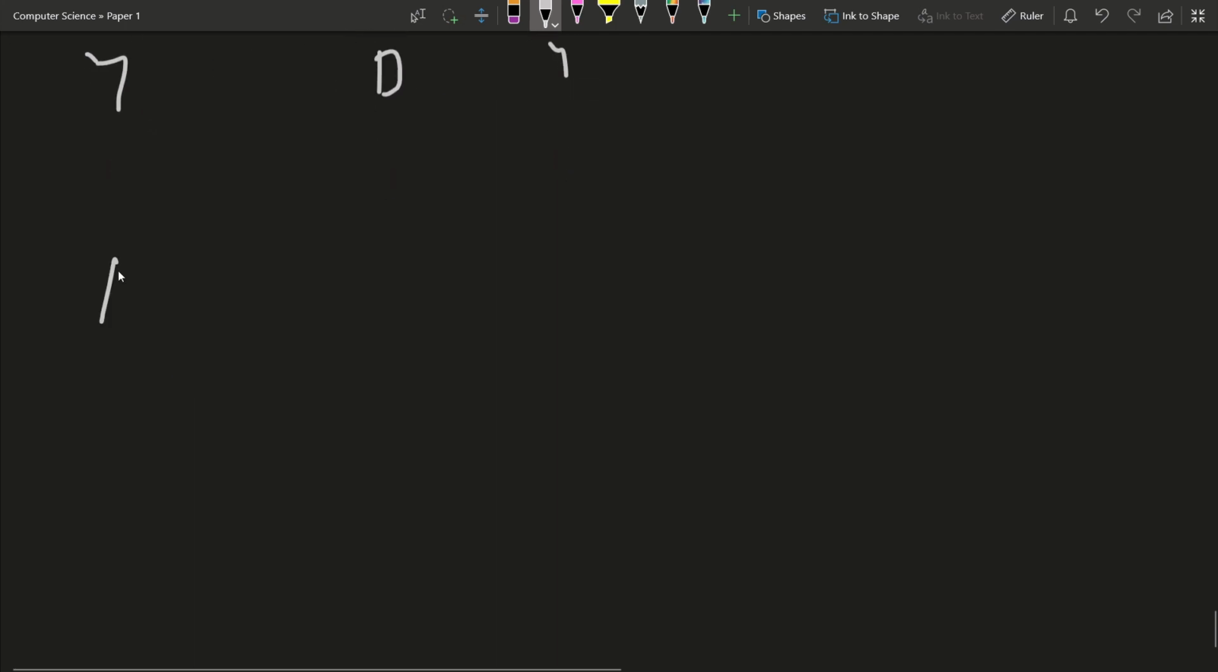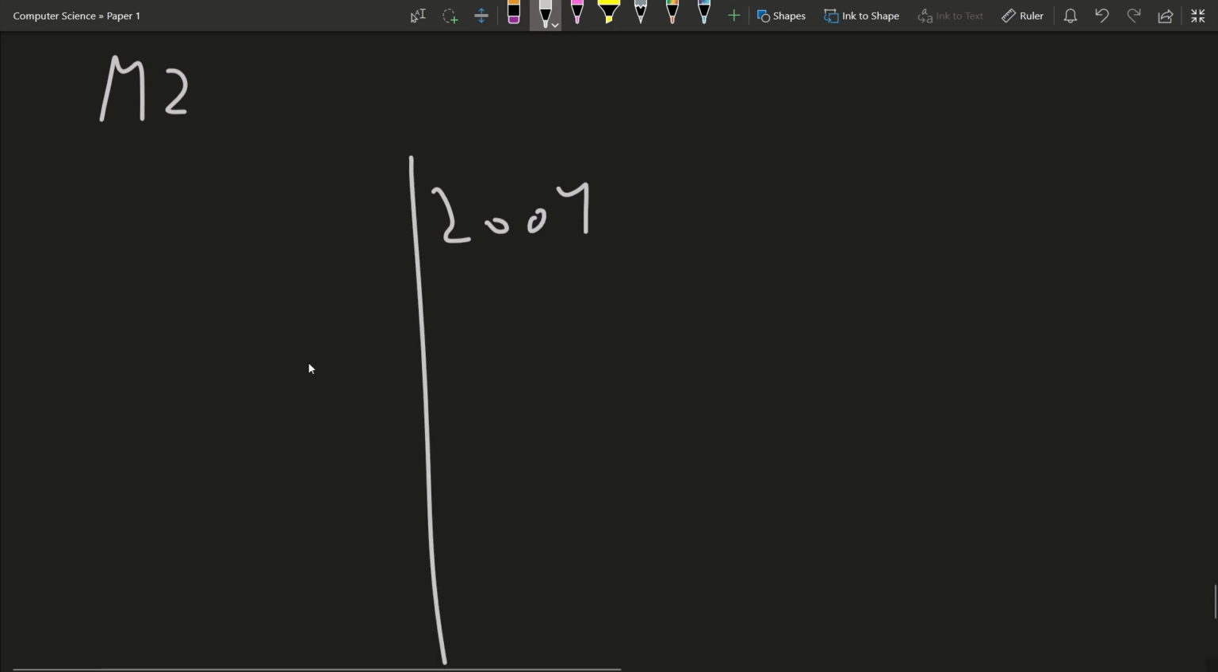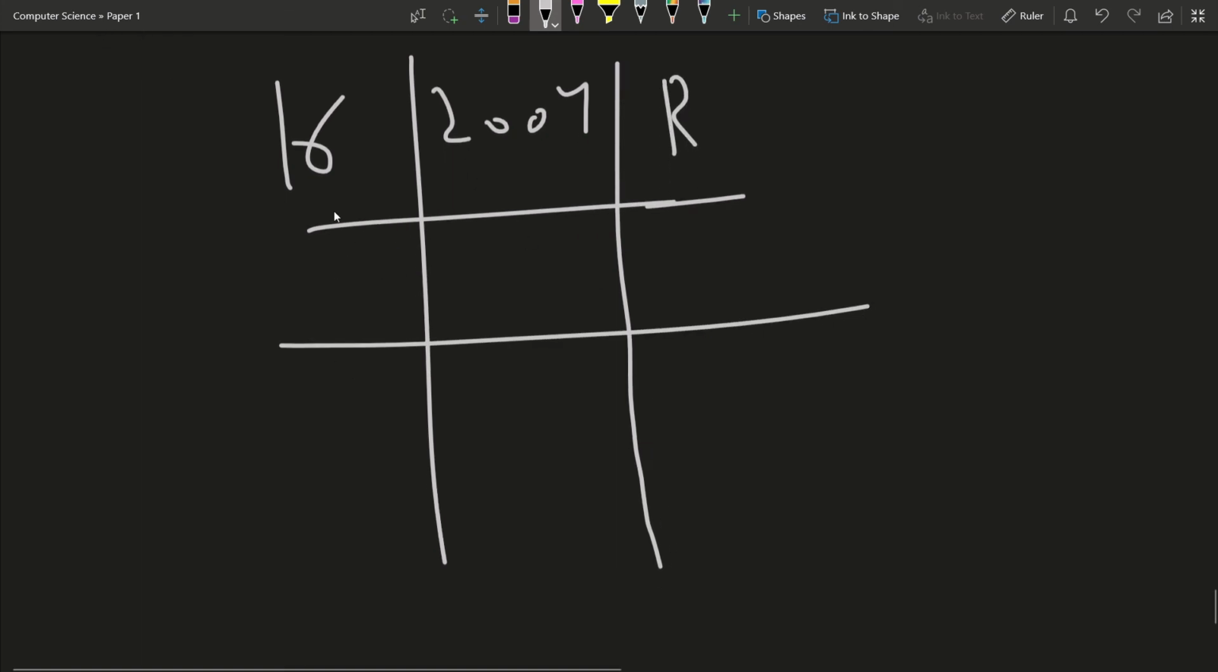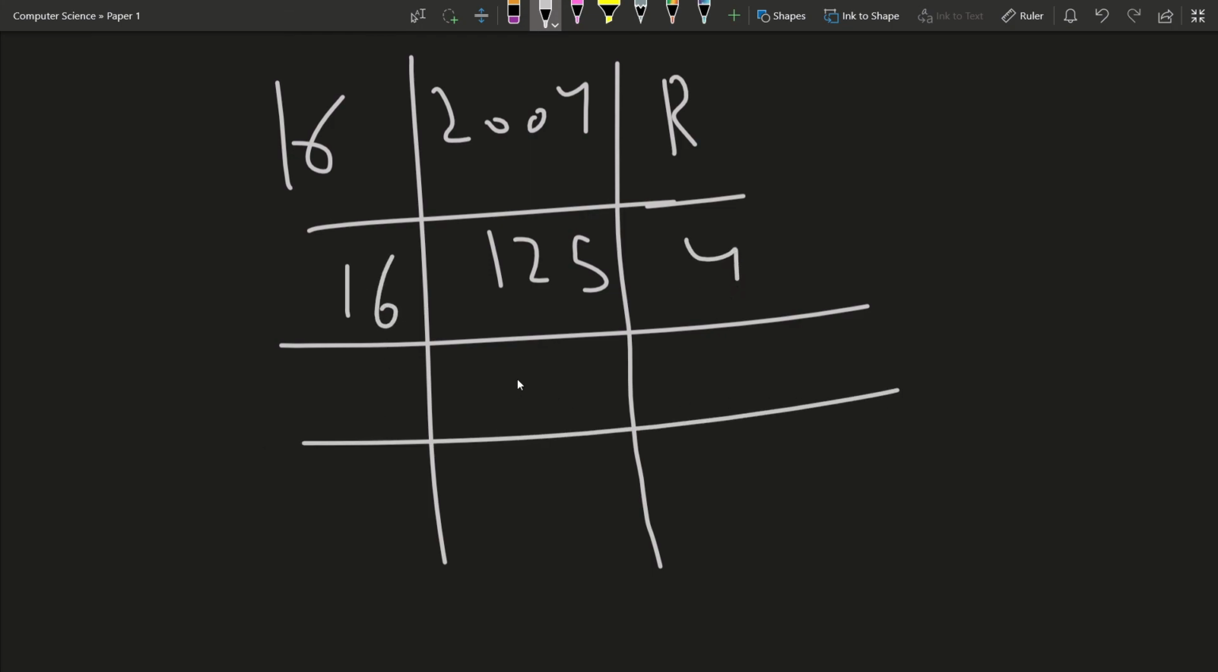So instead, method 2: 2004, and then you divide this by 16. Kind of like what we did with binary, except you divide it by 16. So 2004 divided by 16 is 125 with a remainder of 4, and then divided by 16 again, you have 7 with a remainder of 13, divided by 16 again, you get 0 with a remainder of 7. So the answer is going to be 7, D, 4.